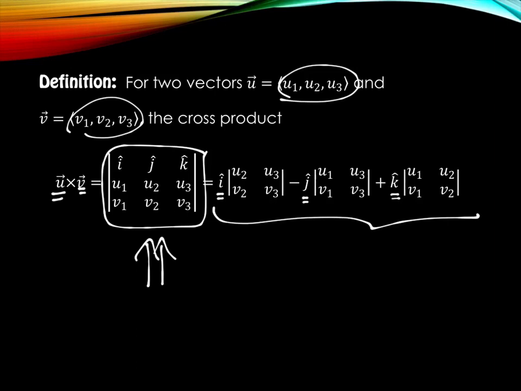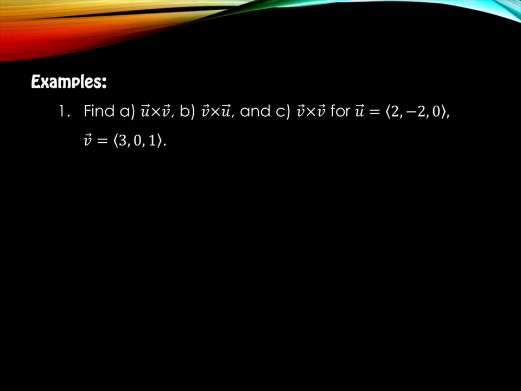Okay? So we're finding 3 different things: U cross V, V cross U, and V cross V. And our vectors are U is equal to 2, negative 2, 0, and V is equal to 3, 0, 1. Okay? So our first one, part A, U cross V.